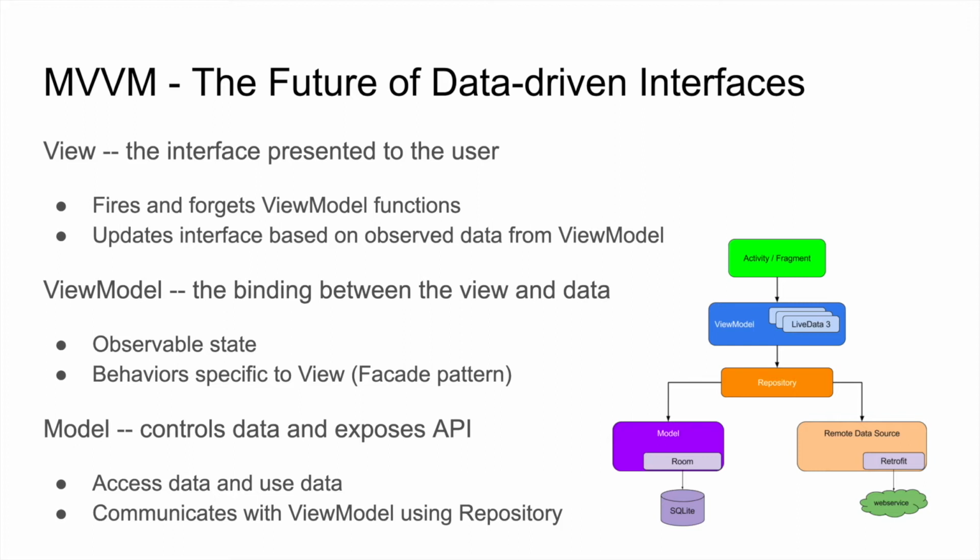The view model sits between the view and the model, hence the name, and provides an observable state for the view and exposes specific functionality for the entire system. And then the model, of course, just controls the data. It exposes the API to make use of the data and also handles storing it and accessing it.